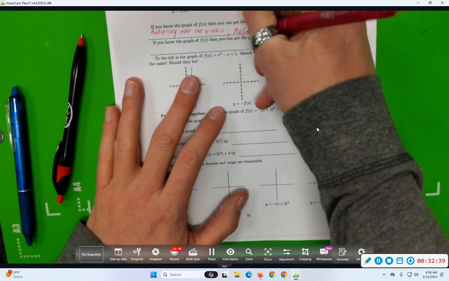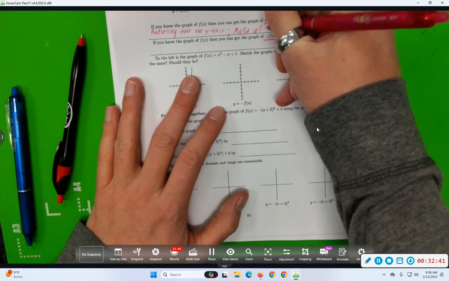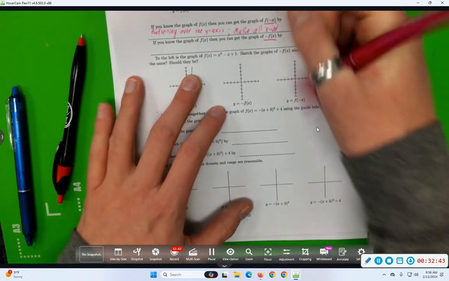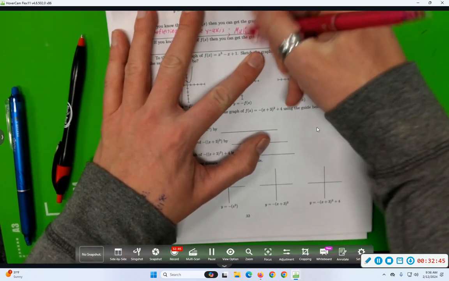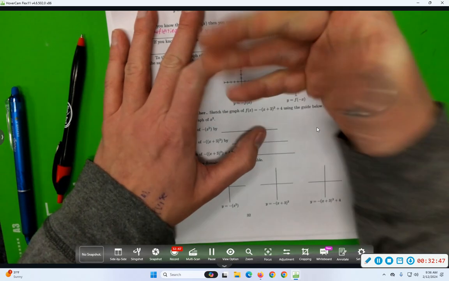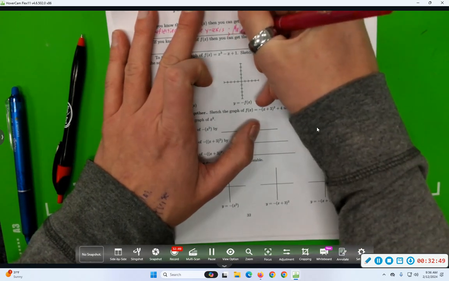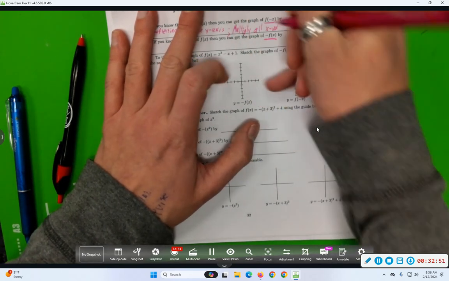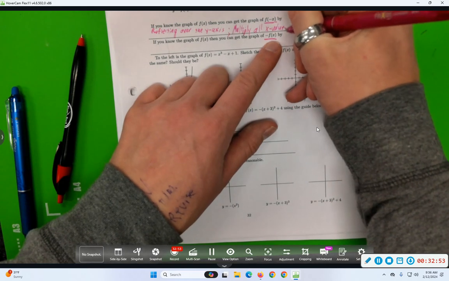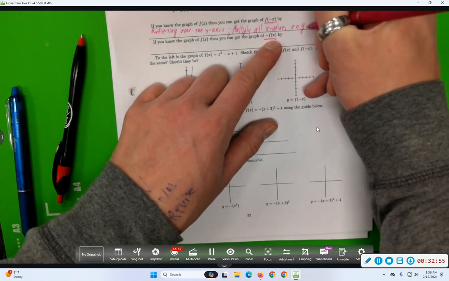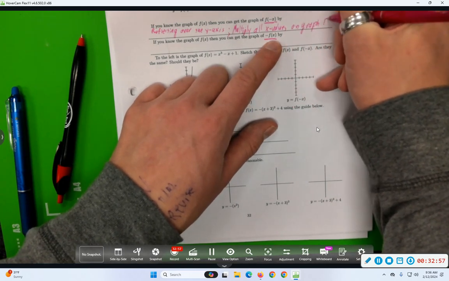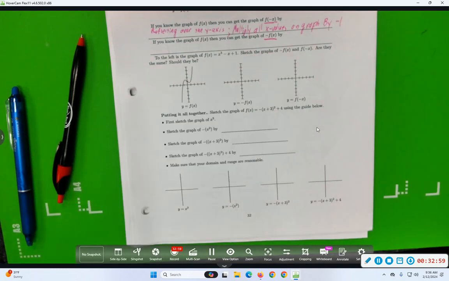And maybe I'll say it one other way. Multiply all x values on the graph by negative 1. And cool.